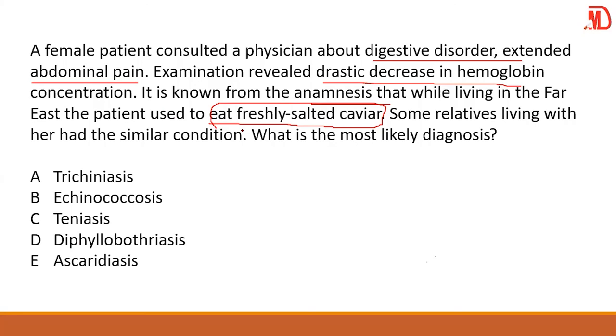Diphyllobothriasis. Yes, it is diphyllobothriasis. It can also lead to roundworm infestation like anisakiasis. So basically, that is what we deal with. Over here, we said two things: either liver flukes, also known as opisthorchiasis, that's a liver fluke infestation, but over here we are looking at diphyllobothriasis. So your answer is D.